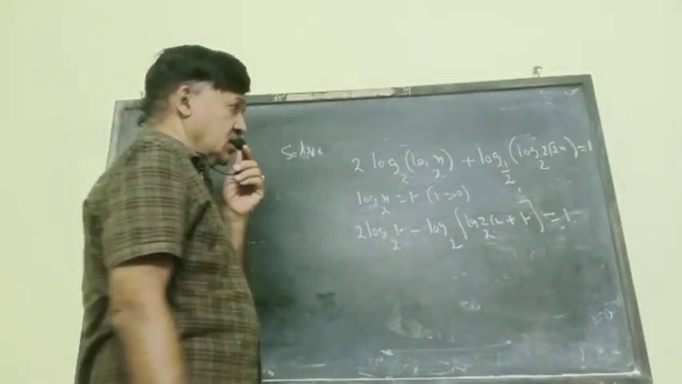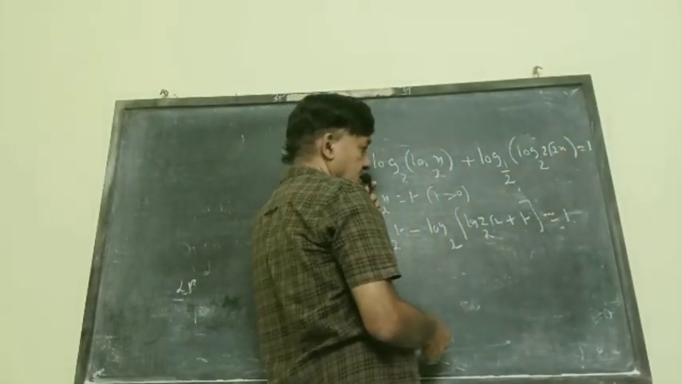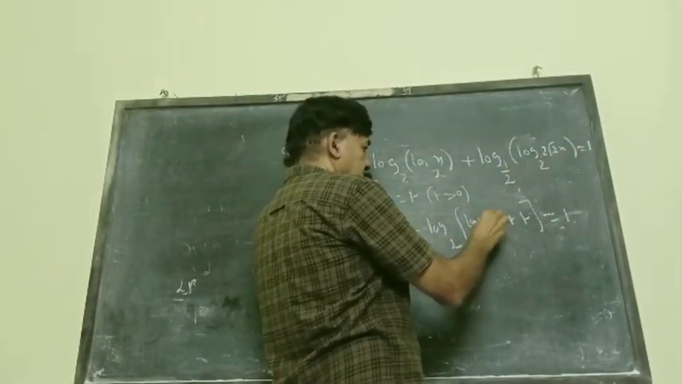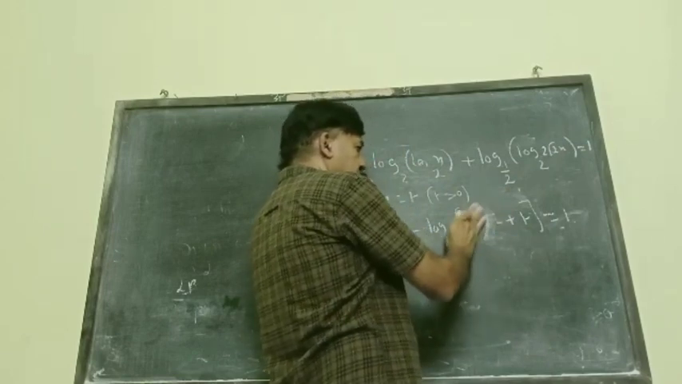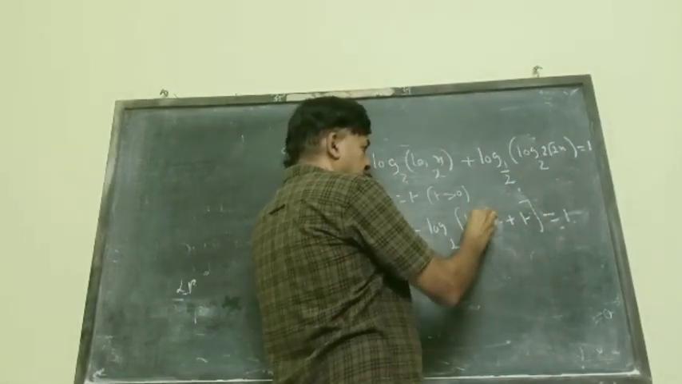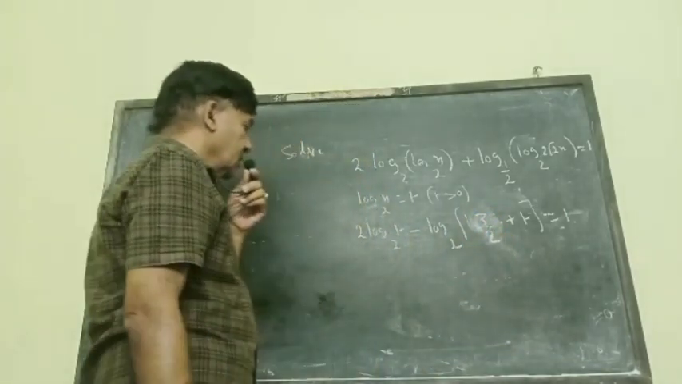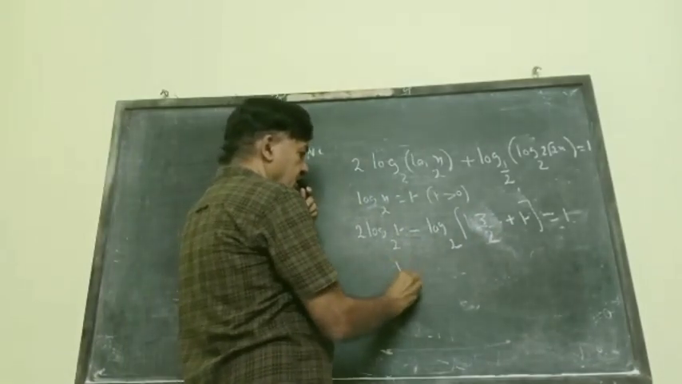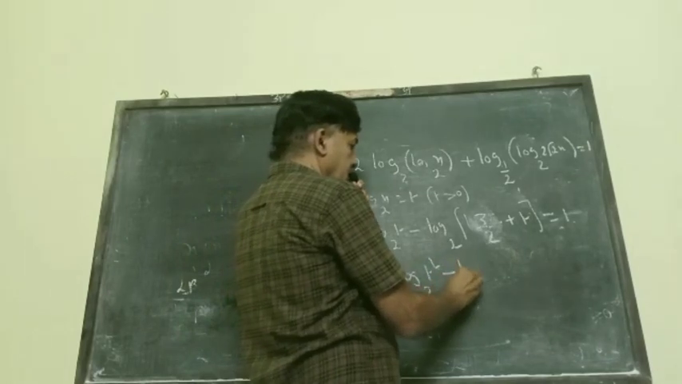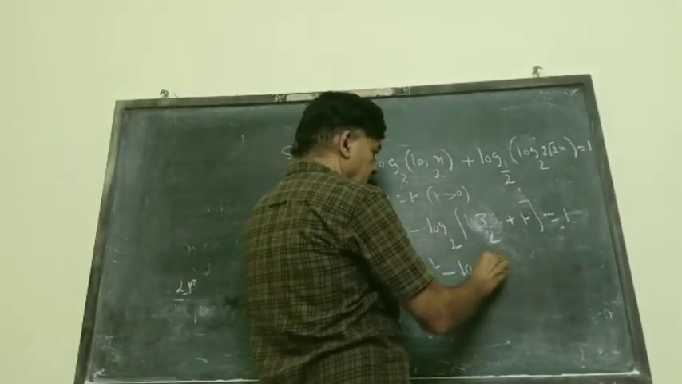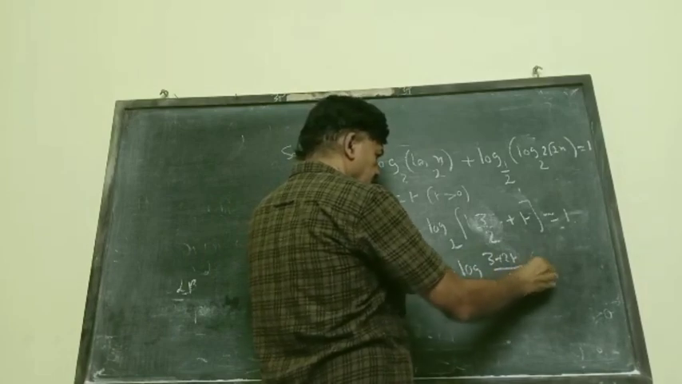Understood? Log m plus log n form. Log x to base 2 is t. So this is 2 power 3 by 2. So finally you will get 3 by 2. Correct? So this is finally log t square to base 2 minus log of 3 plus 2t by 2 to base 2 is equal to 1.